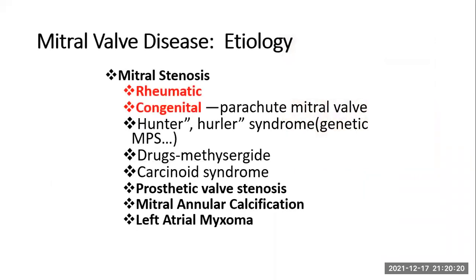mitral stenosis. We have several etiologies of mitral stenosis. Most commonly in the pediatric population, it is rheumatic or congenital. We have some genetic syndromes like Hurler syndrome, which is a mucopolysaccharidosis syndrome. Okay, it could be drug-induced. In drug-induced, we also have a thickening of the mitral valve. Could be due to carcinoid syndrome, and of course, in older ages, due to prosthetic valve stenosis due to calcification. And also, we have a physiological mitral stenosis in case of left atrial myxomas.